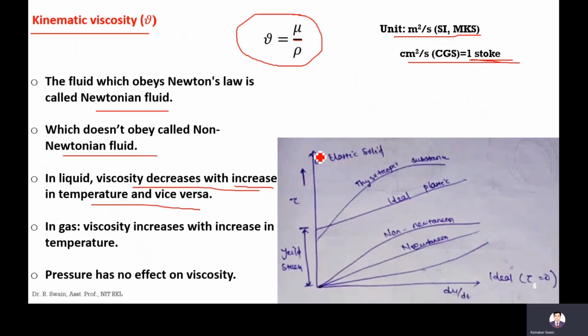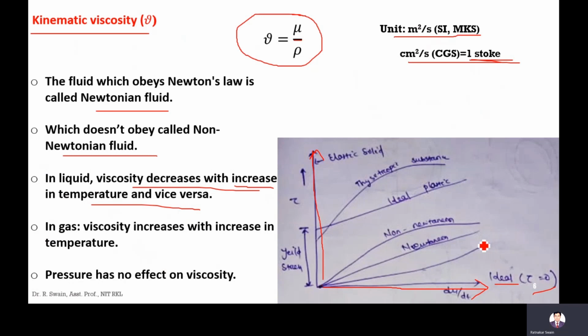This is a plot between the shear stress and velocity gradient. For ideal fluid, there is no viscosity, so shear stress is 0. So the x-axis itself represents the ideal fluid. The y-axis is the elastic solid. Elastic solid means that even if you continuously apply shear stress, there is no deformation.